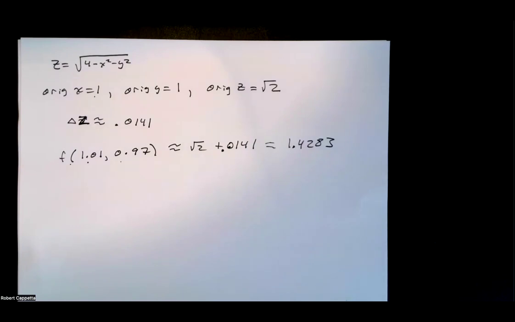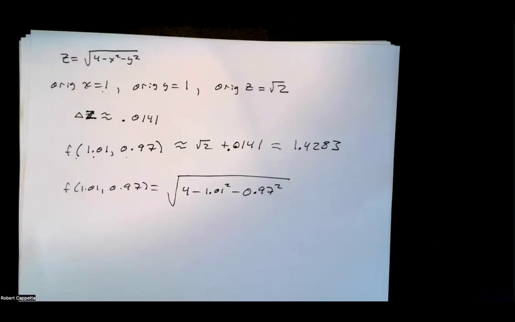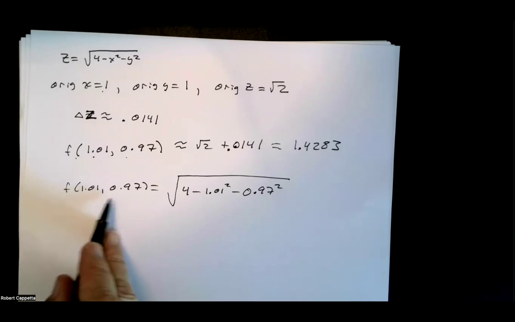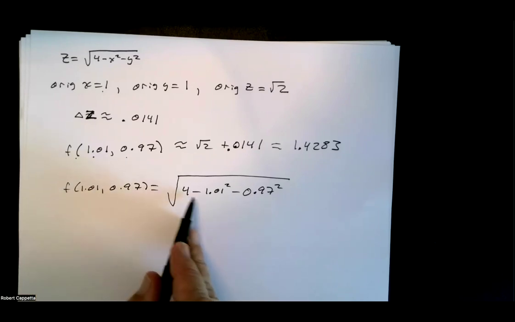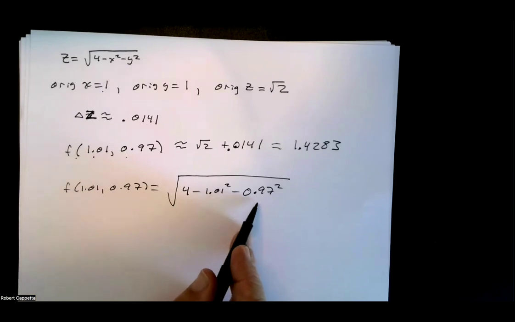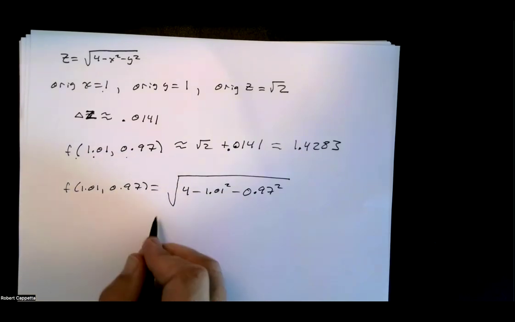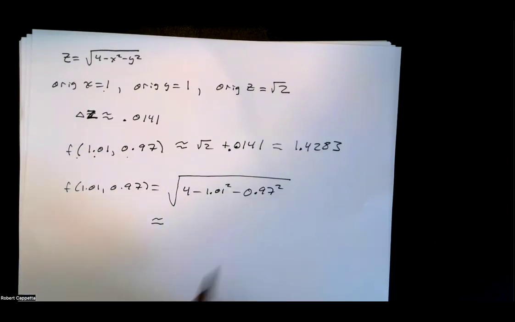Now, what is the actual one going to be? How good of a prediction is this? The actual value, f of 1.01, 0.97, should be the square root of 4 minus 1.01 squared minus 0.97 squared. And what is that approximately? We hope it is somewhere in the neighborhood of what we came up with previously. So my actual value for that is 1.4279.